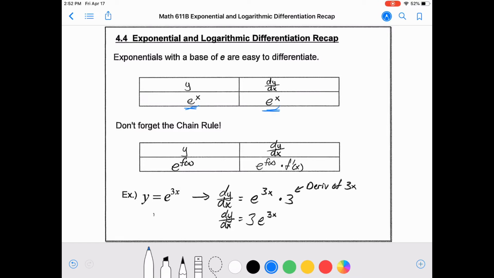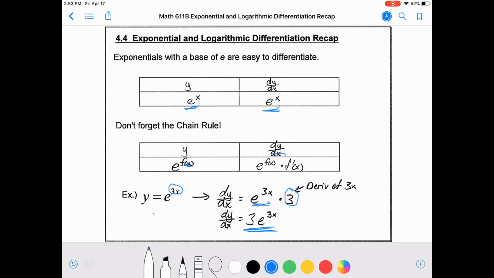As always, the chain rule can apply, so if you have e to the 3x, that means there's some sort of inner function happening. When you differentiate, the first thing you do is nothing, just rewrite e to the 3x. And then you have to take the derivative of the inner, which would just be 3. So in the end, we get 3 e to the 3x.